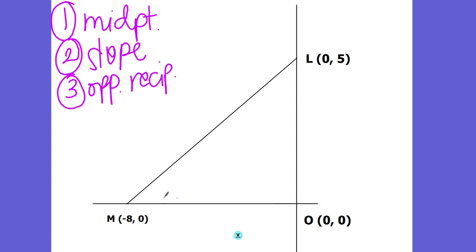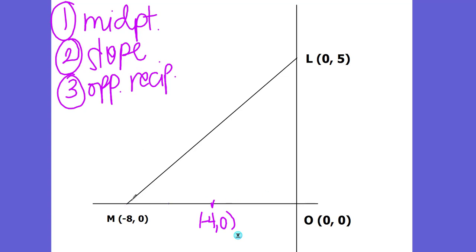Step 1, find the midpoint. Well, this one's pretty clear to see. If this is negative 8, 0, and this is 0, 0, the midpoint is going to be at negative 4, 0. Or add the x's, divide by 2, comma, add the y's, divide by 2. Negative 8 plus 0 divided by 2 is negative 4. 0 plus 0 divided by 2 is still 0. So step 1, find the midpoint. Step 2, find the slope.